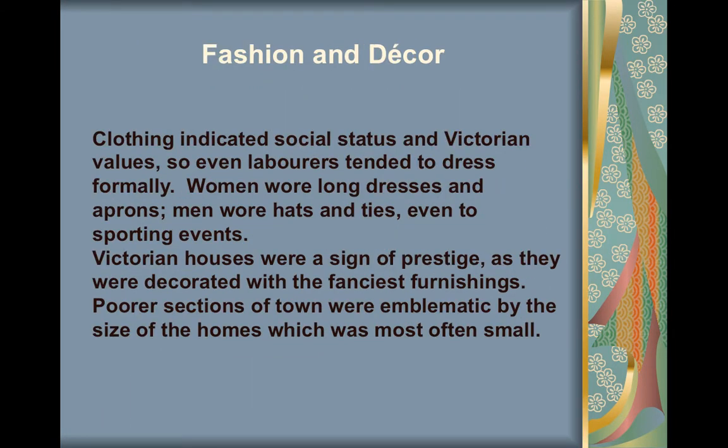During this time period, fashion and decorations in houses became a huge thing. Women wore big long dresses that were very poofy. Men wore suits and top hats. No matter what class you were from, you were trying to emulate the styles of this time period.